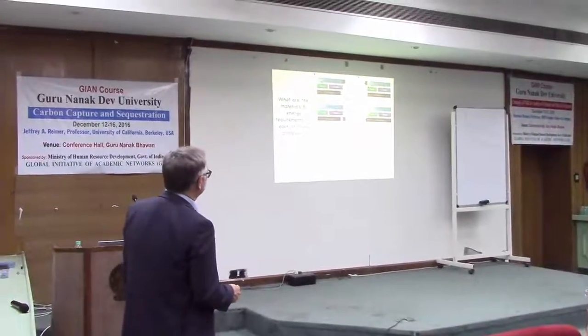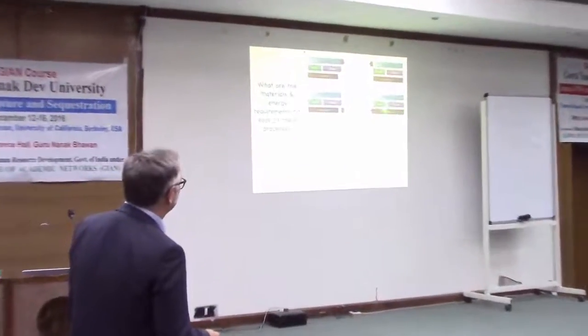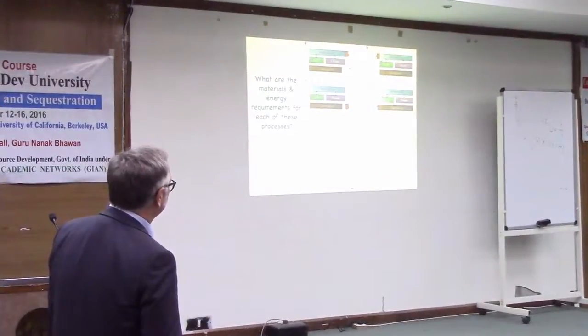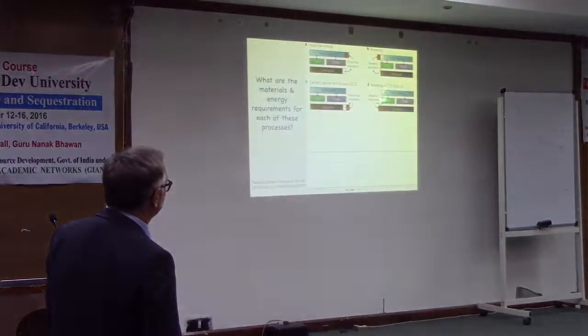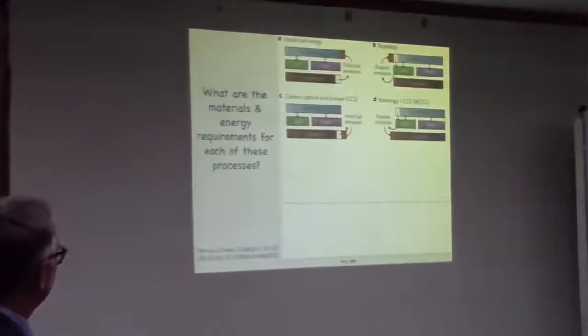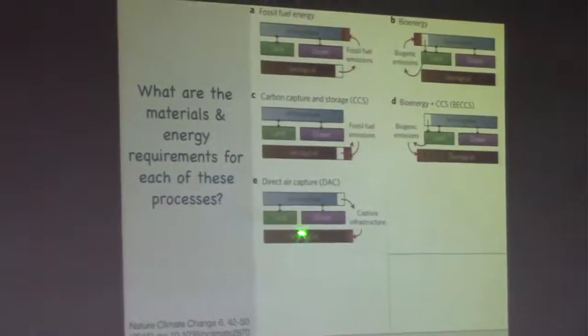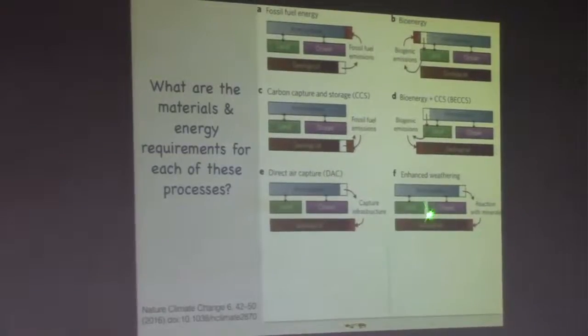Here's bioenergy plus the so-called BECS. So let's follow this out. We take biomass from the land, it never gets to the atmosphere, it's sequestered, and therefore, because the land took up carbon, we decrease the amount of CO2 in the atmosphere. Direct air capture, just take it out of the air and put it underground. Enhanced weathering, take it out of the air, put it underground.